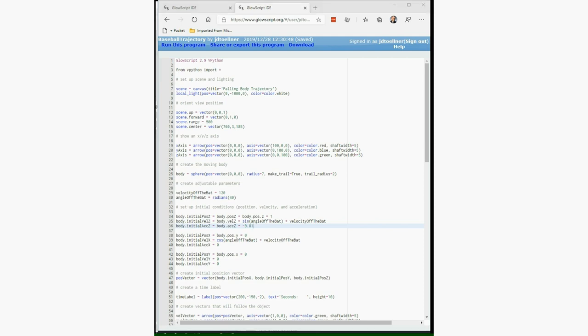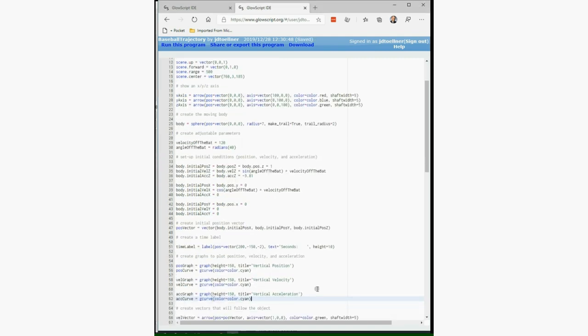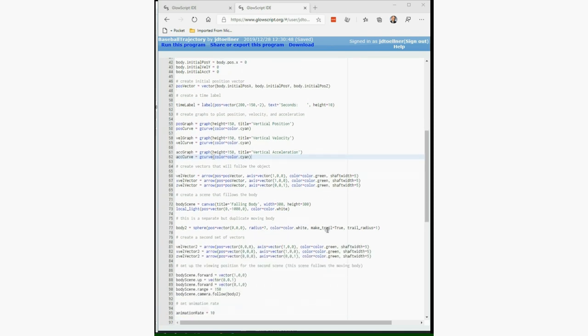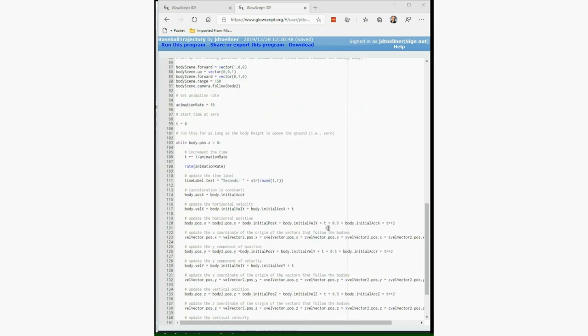Now in Visual Python, I can also do plots, like I did in matplotlib. Visual Python either doesn't do or I haven't figured out how to do three-dimensional plots. So I like matplotlib for the three-dimensional plots, but for here, if you want to do 2D plots, I just added graphs and curves for position, velocity, acceleration.